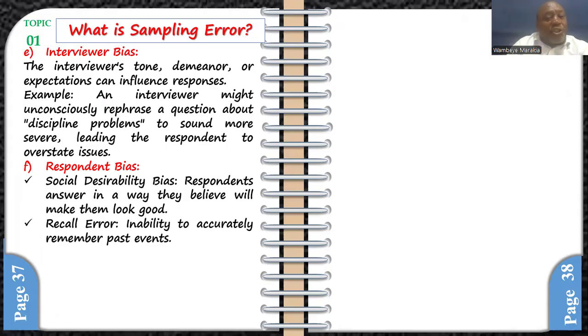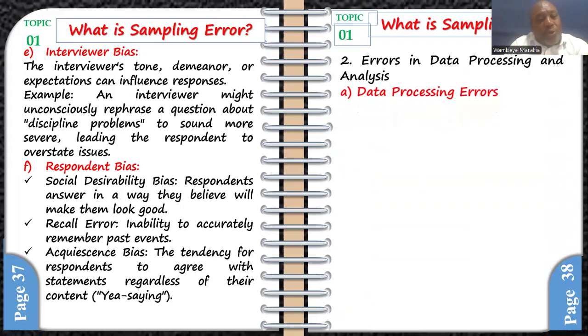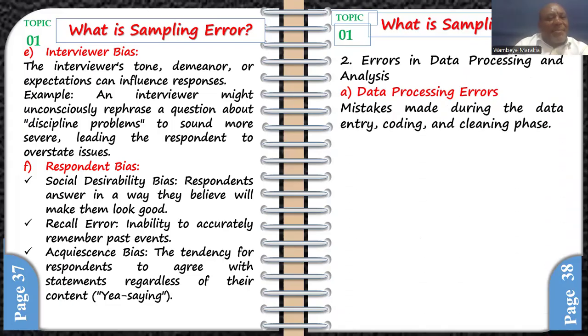We might have social desirability bias. Respondents answer in a way they believe will make them look good. And also recall error, the inability to accurately remember past events. Also, we have the acquiescence bias, the tendency for the respondent to agree with a statement regardless of its content.